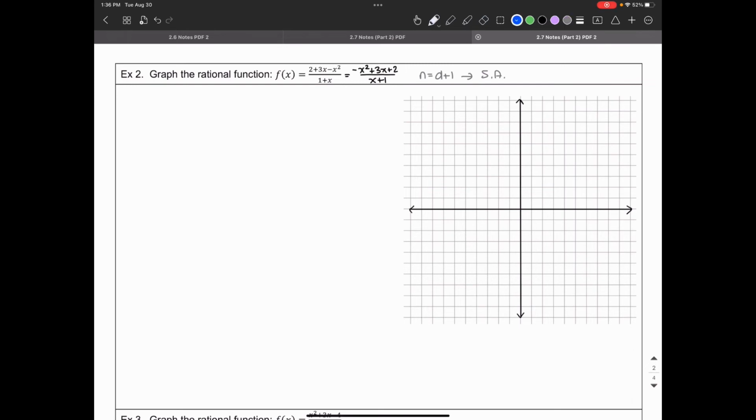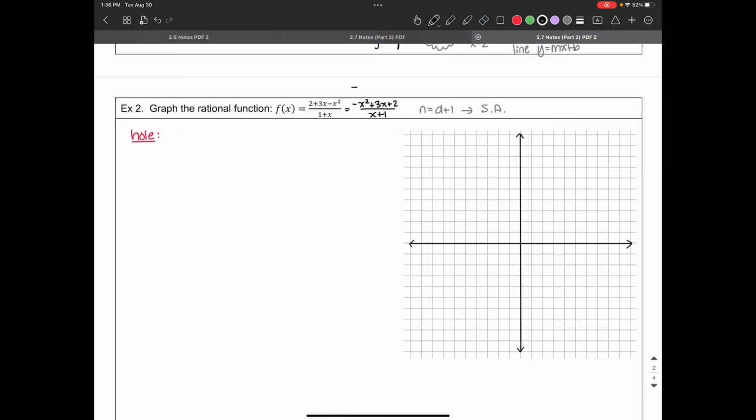And now I'm going to go through all the things. So first thing, is there a hole? I don't know. I didn't factor this, so maybe I should factor it first to see. Maybe I'm going to take out the negative. So I'll take out the negative and I'll rewrite this as negative x squared minus 3x minus 2 all over x plus 1.